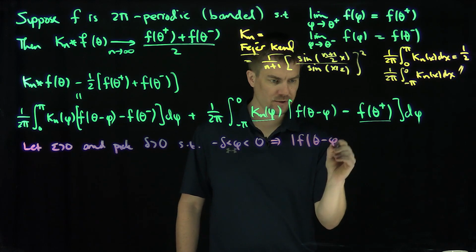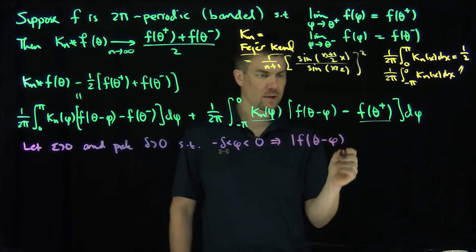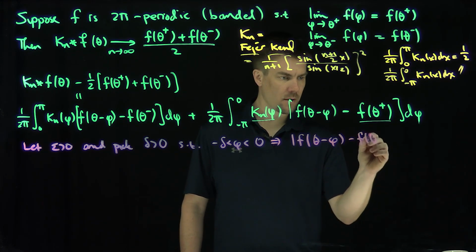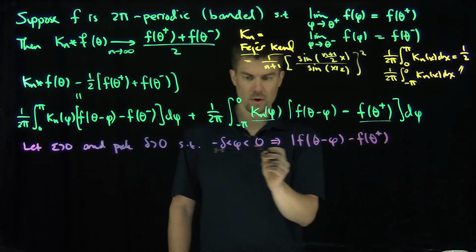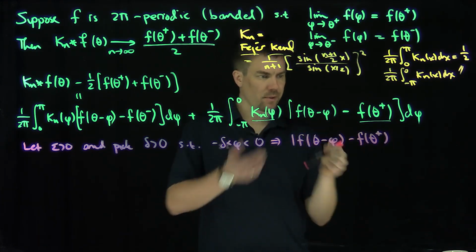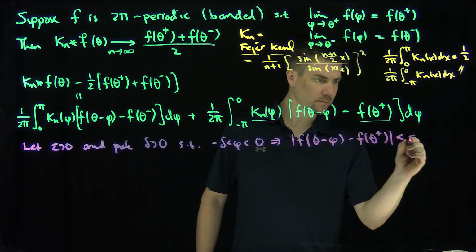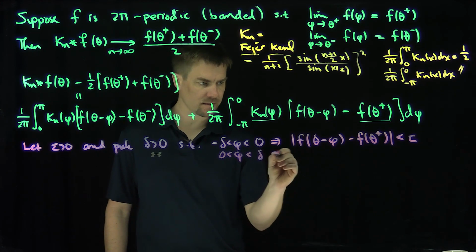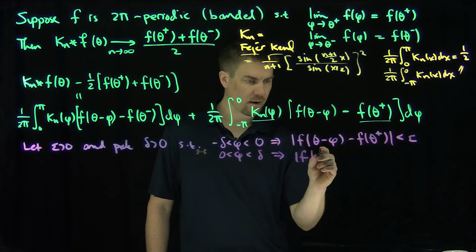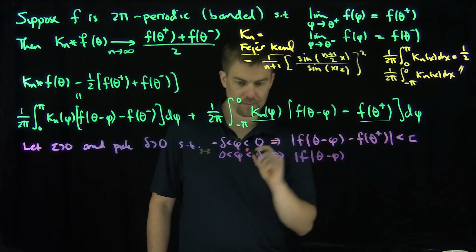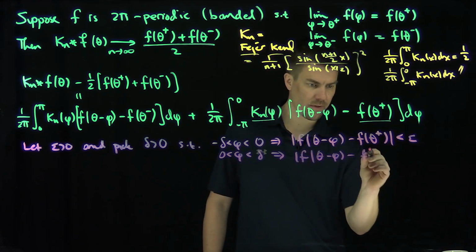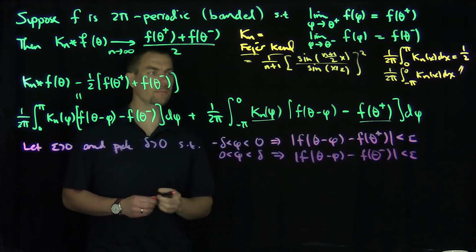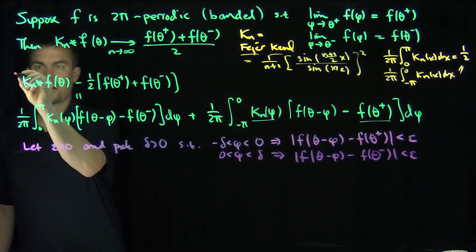minus phi, like we have over here, these are going to correspond to the plus values. This has to be close to f plus, so f of theta minus phi minus f plus has absolute value less than epsilon. And then for the same range, phi less than delta implies the corresponding statement for f of theta minus phi. Here your positives are going to subtract the negative limit. Okay, good. All right, so now we put absolute values around everything.